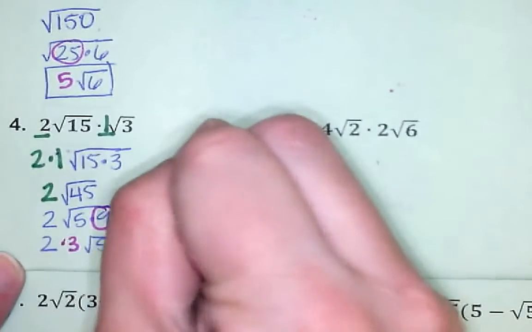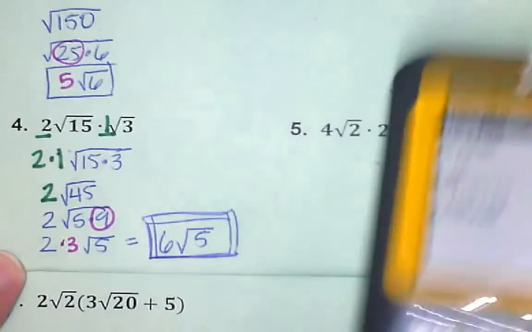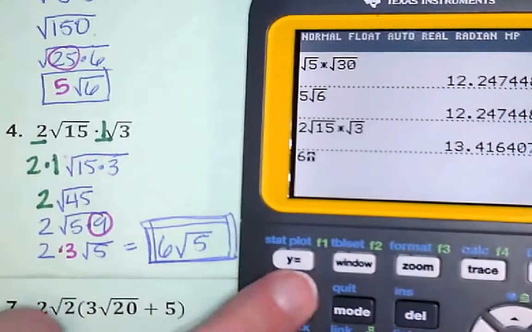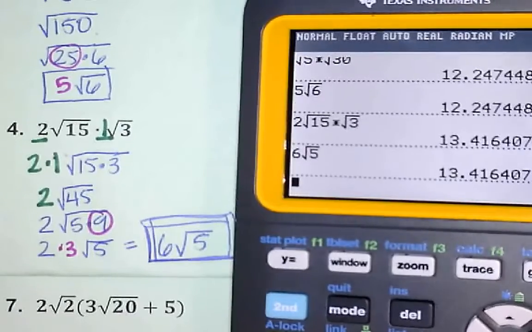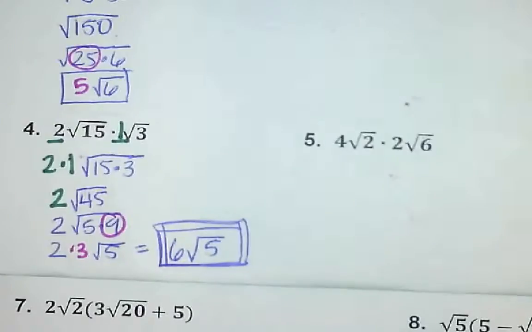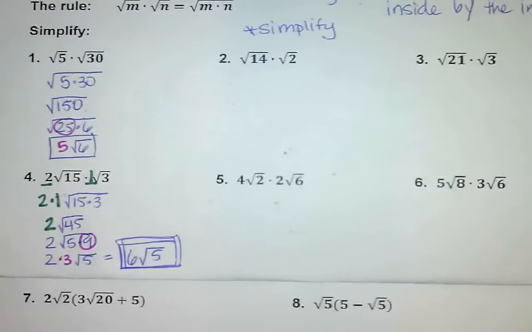Let me make sure that actually makes sense. 6 square root of 5. Would you look at that? I get the exact same nasty looking decimal. Okay, guys? So I did numbers 1 and 4 for you guys. I would like you guys now to do numbers 2, 3, 5, and 6. All right? 2, 3, 5, and 6.